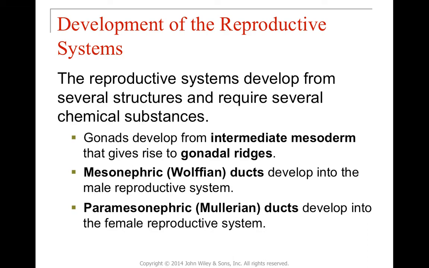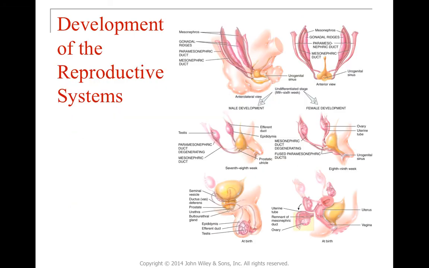But the gonads, which are going to be the ovaries or the testes, are going to come from a mesoderm, the intermediate mesoderm, that's going to give rise to what's called the gonadal ridges. And in the male reproductive system, we make Wolffian ducts or mesonephric ducts. And in the female reproductive system, we make Müllerian ducts or paramesonephric ducts, from the same sets of tissues.